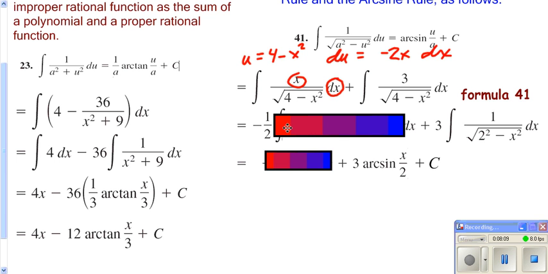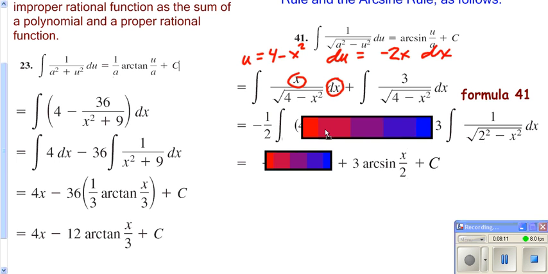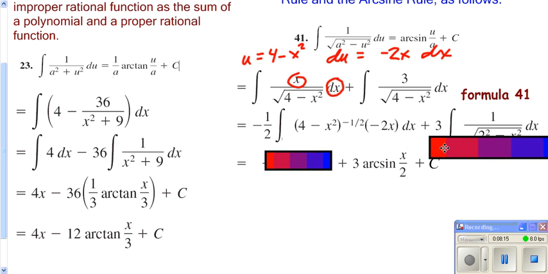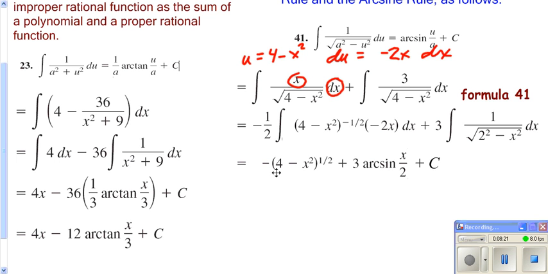Then you increase your power by 1. Okay, and so then we get this, which does simplify just a little bit down to a negative, basically square root of your initial u of a 4 minus an x squared.